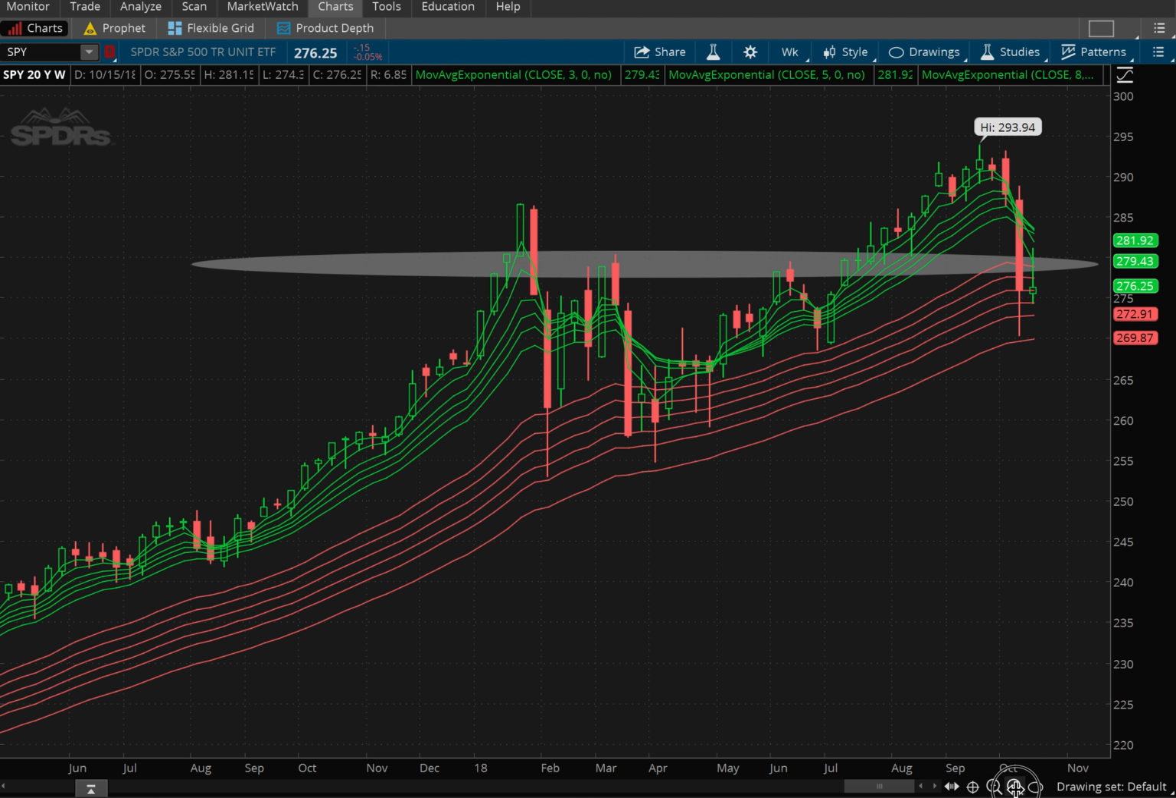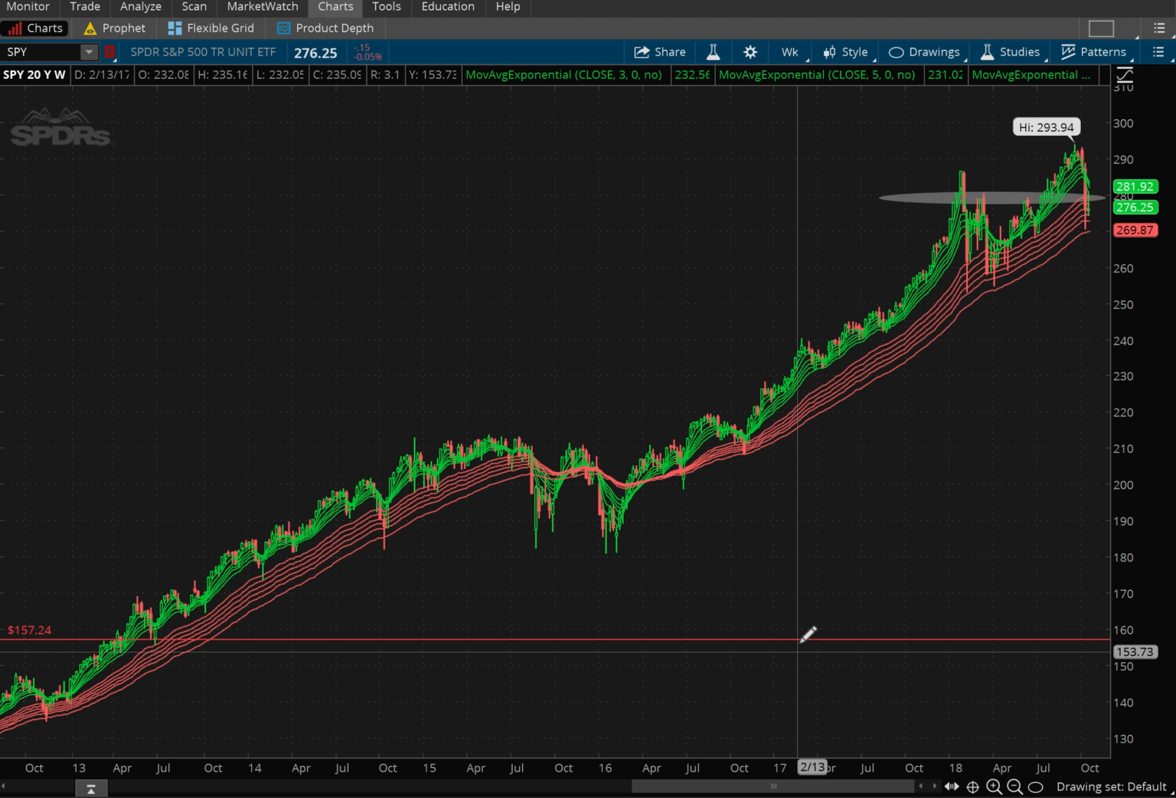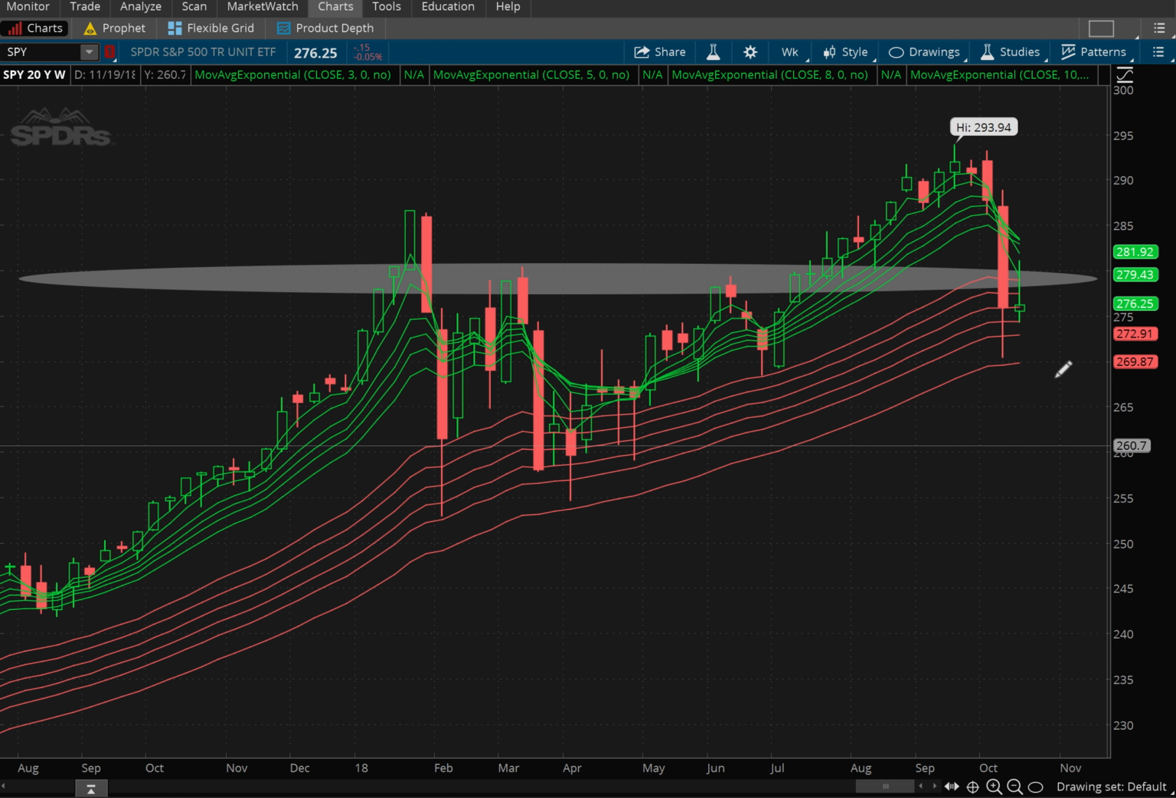Now, in terms of the bullish case, remove all of this. What we would like to see is this hold somewhere around this region and maybe start trending after.